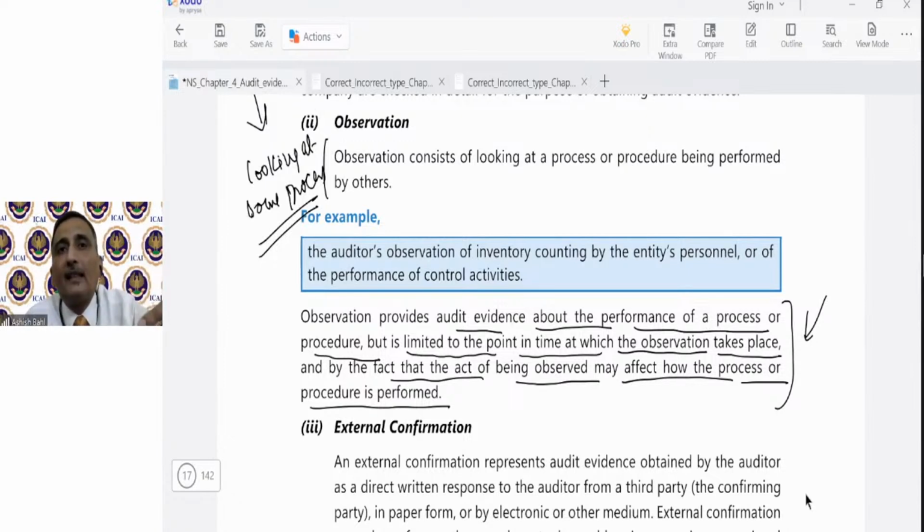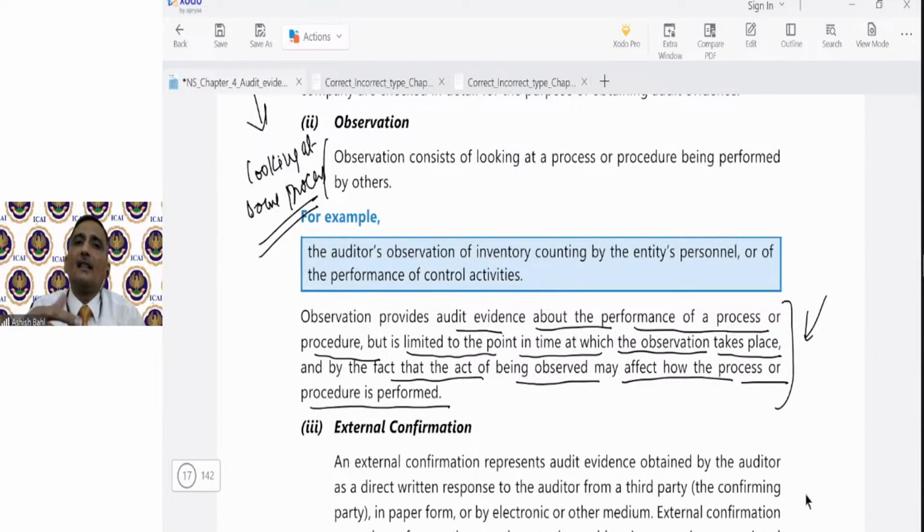Now, whether that process has happened so in the past, this cannot be provided by observation. Why? Because observation, by its very definition, means the process of looking at the things being done by others. Okay, guys. So you understand the difference between observation and inspection.